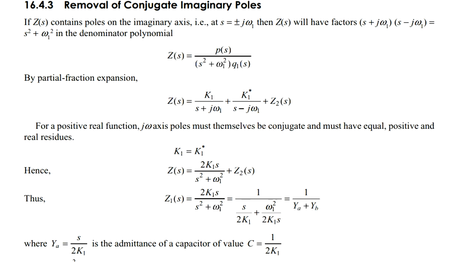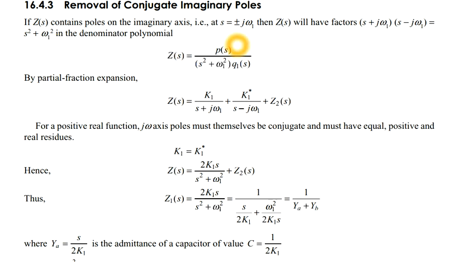So now if Z(s) is the given impedance function containing a pole on the imaginary axis at s equal to plus or minus j omega 1, then Z(s) will have the factors (s plus j omega 1) into (s minus j omega 1), because they exist together as complex conjugates, they cannot exist alone, right? Then it is going to become s square plus omega 1 square in the denominator polynomial, because we are considering them as poles.